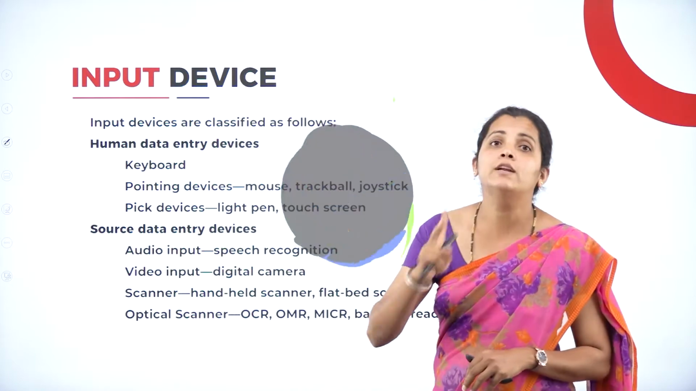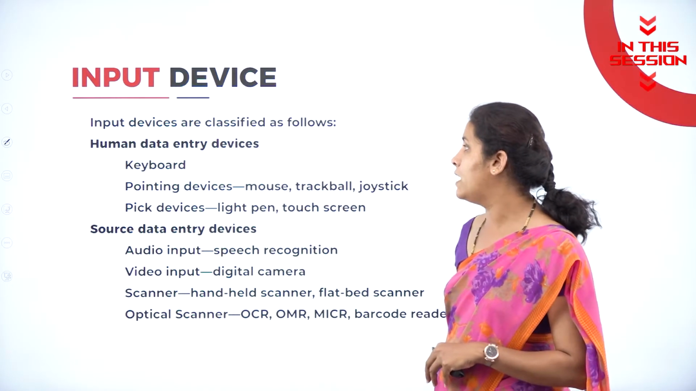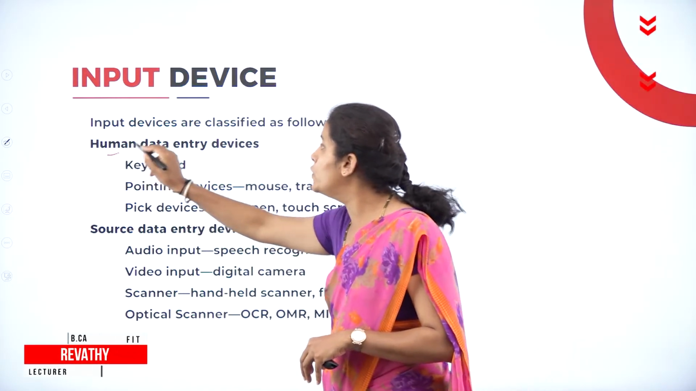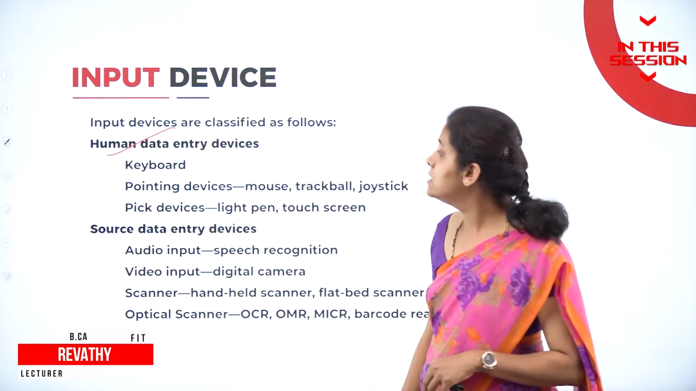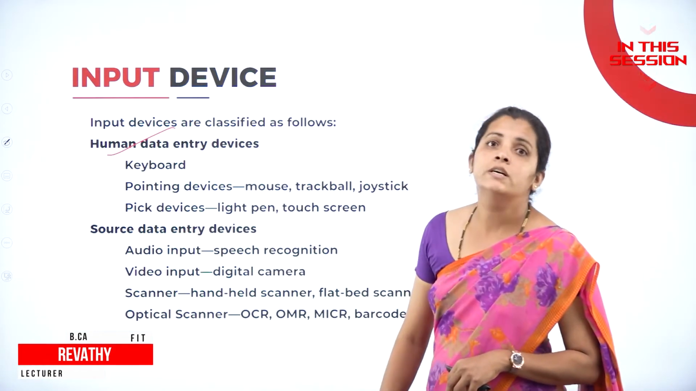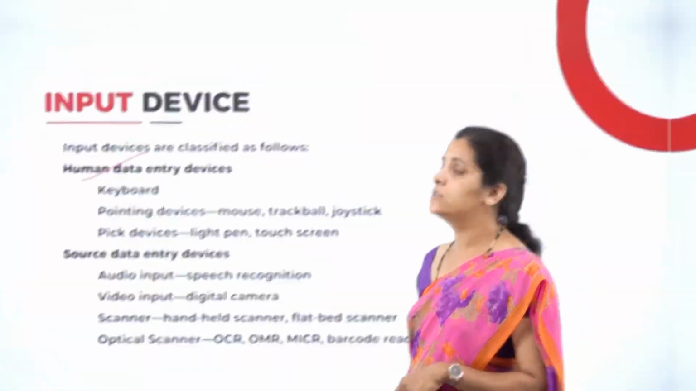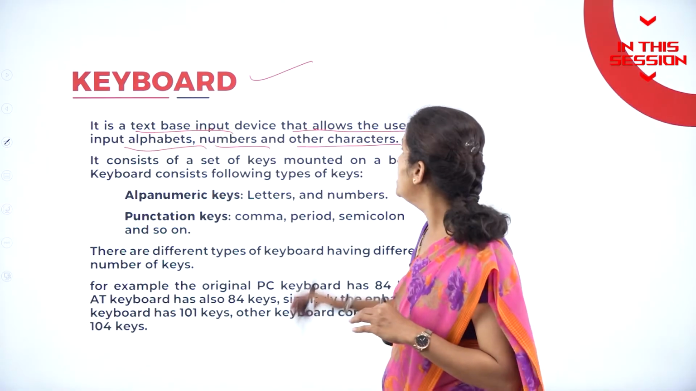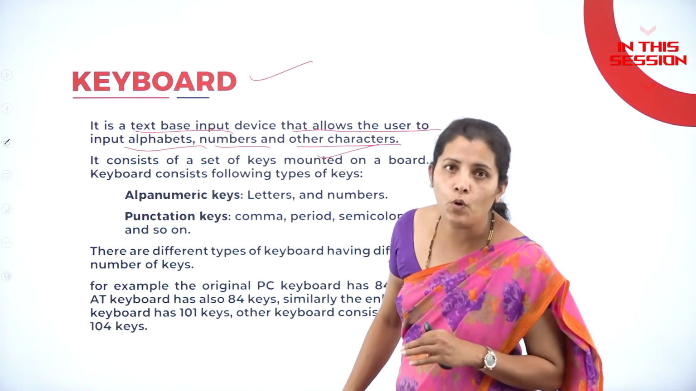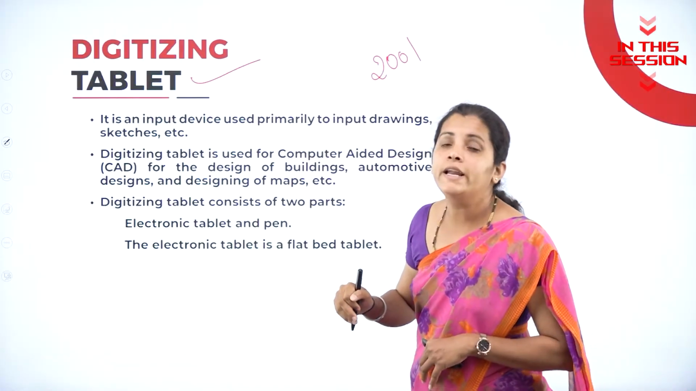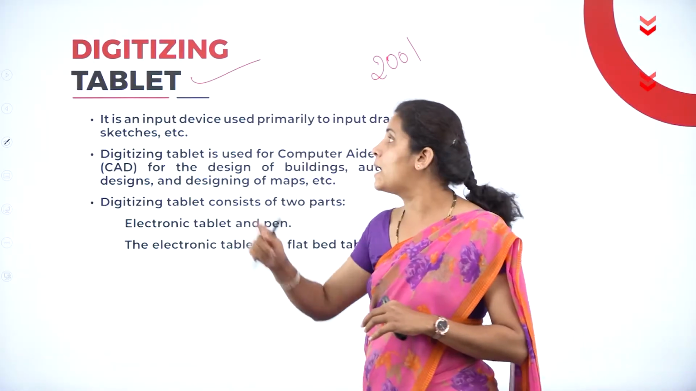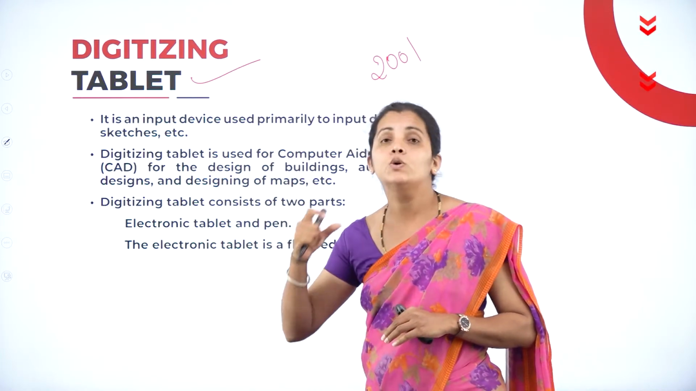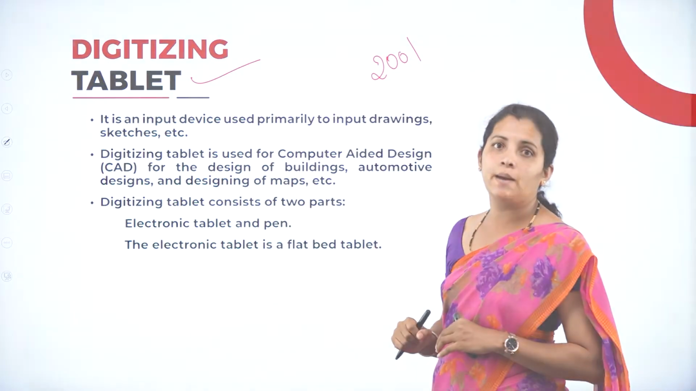We are going to get two types of input device. The first one is human data entry device. The next one is source data entry device. Here, a keyboard consists of a set of keys mounted on a board. Microsoft introduced the first tablet, and the name is Windows XP Tablet.